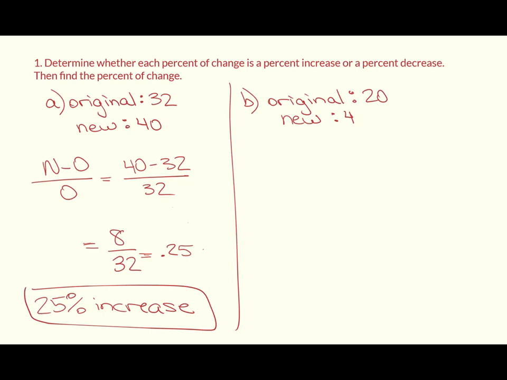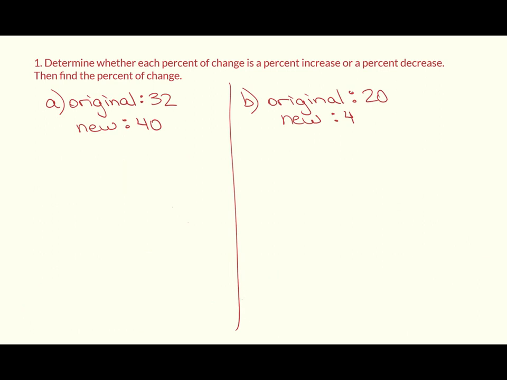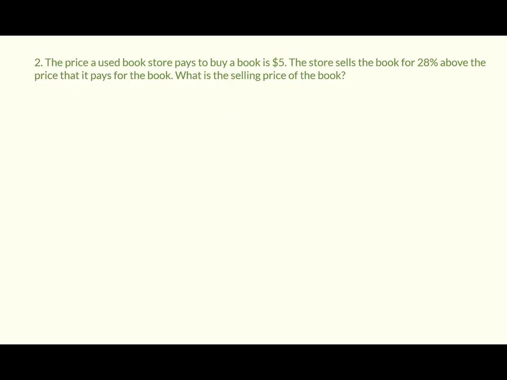So in B, I have the original is 20 and the new is 4. So new minus original over original is 4 minus 20 over the original, 20. 4 minus 20 is negative 16 over 20. And that would be negative 4/5. So that changes to negative 0.8. So that means that I have an 80% decrease because it's negative. You don't say negative 80% decrease, you just say 80% decrease.